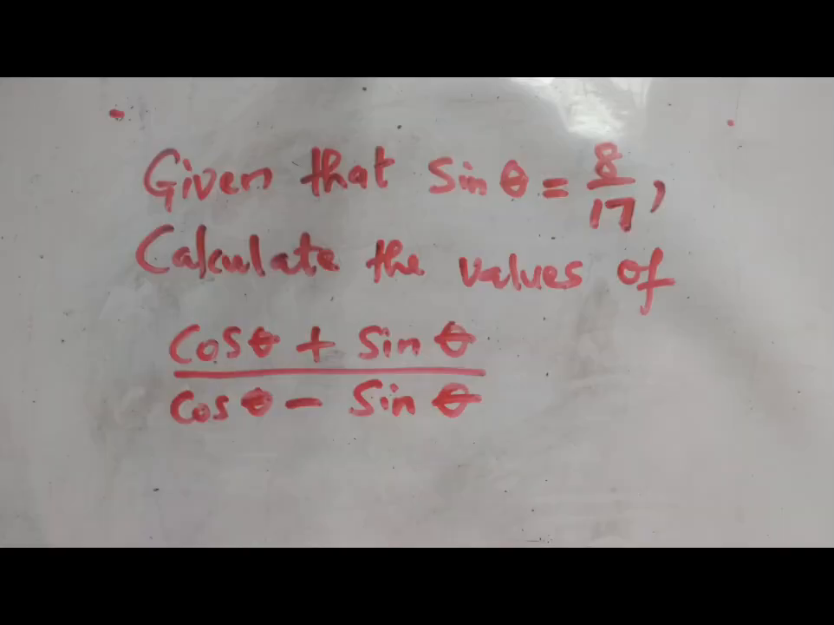Now let's look at another question. Question number 2. Given that sine theta is equal to 8 over 17, calculate the value of cos theta plus sine theta over cos theta minus sine theta. Can you attempt this question? Give it a try.